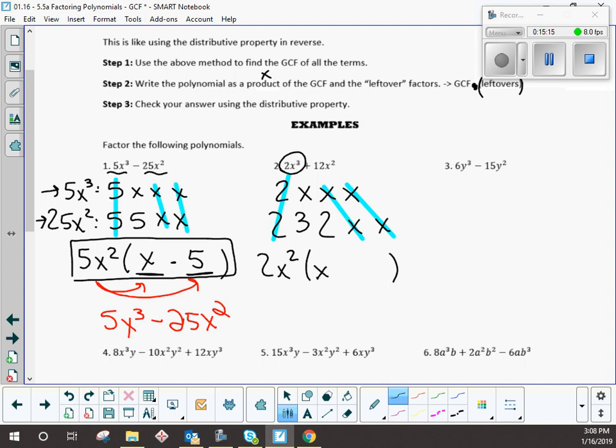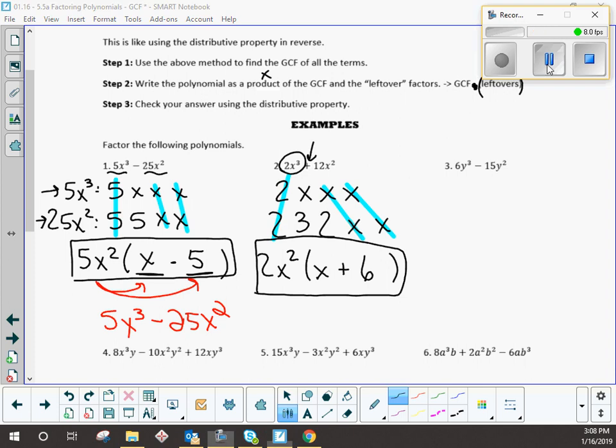Good. And then plus, that comes from here. The leftovers from the second term, which is 3 times 2, which is 6. Now, I'm not going to check it, but if I wanted to, what would I use? Distributive. Right? I do distributive. All right. Try number 3. Good.